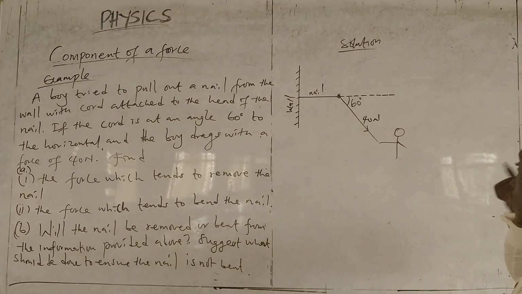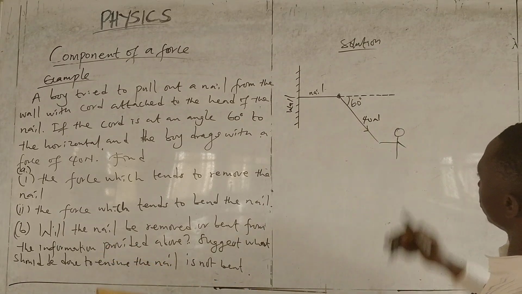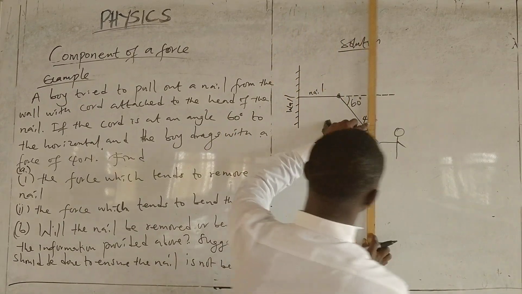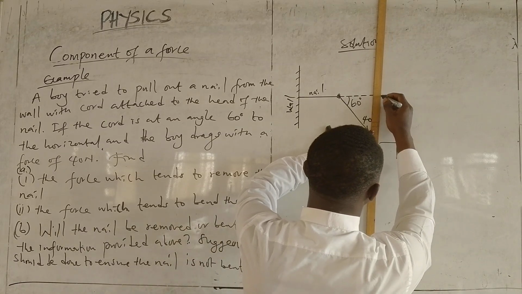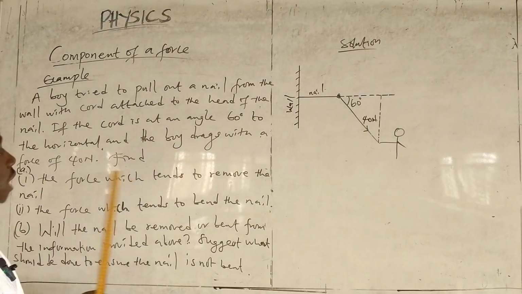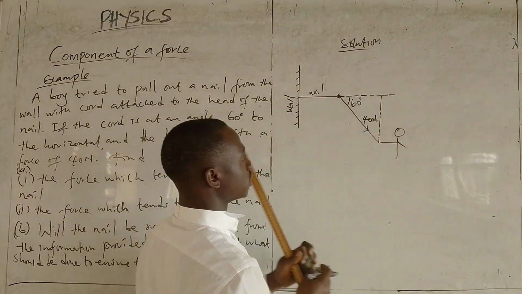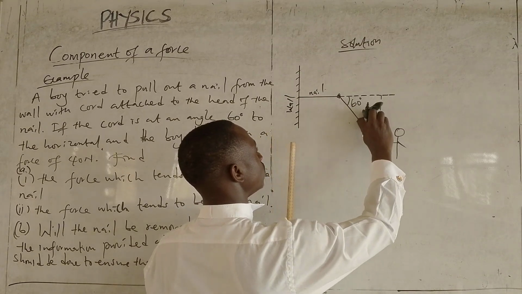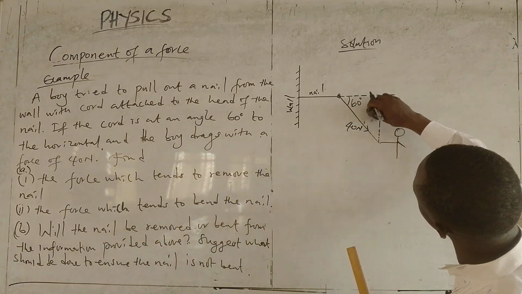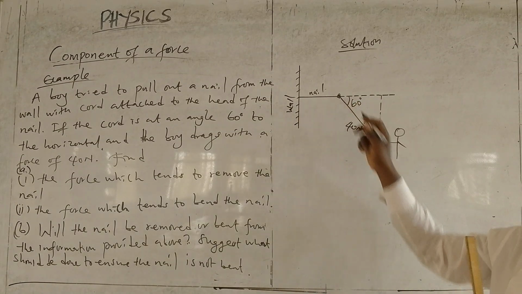Okay. Now, the next thing you can do is complete the triangle. Form a complete triangle, maybe by drawing a vertical from here, so that we can use SOHCAHTOA, or just apply the formula I gave to you directly. So this is the force, F equals 40 Newton, inclined at angle theta equals 60 degrees to the horizontal.